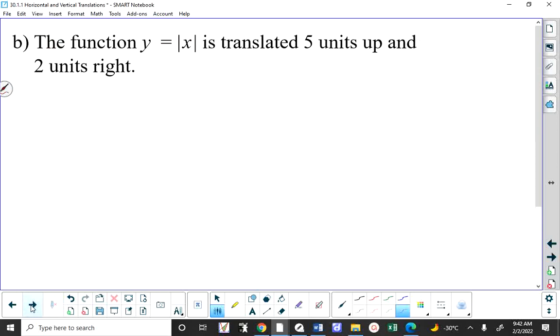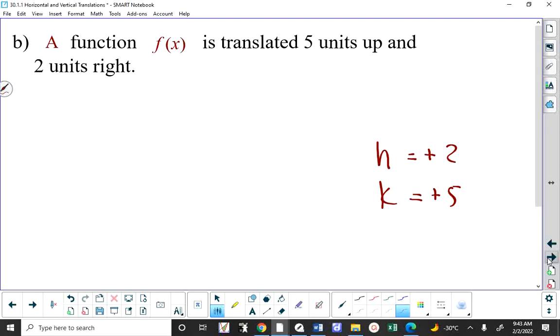When you look at B, B says y equals the absolute value of x, and we're going to translate that 5 units up and 2 units to the right. Well, the fact of the matter is, it doesn't matter what the function is. If any function is translated 5 units up, k is positive 5. And if it's translated 2 units to the right, h is positive 2. Because up is a positive direction and right is a positive direction, both of those parameters are positive.